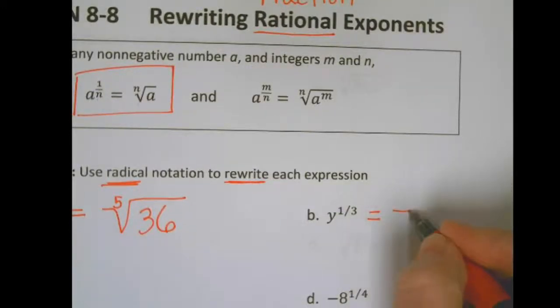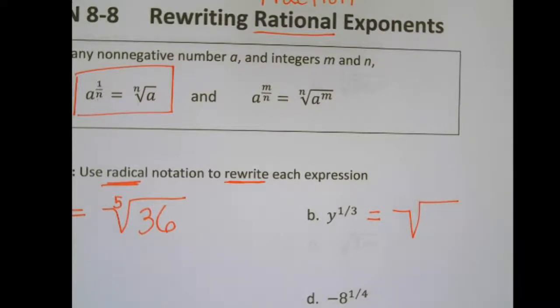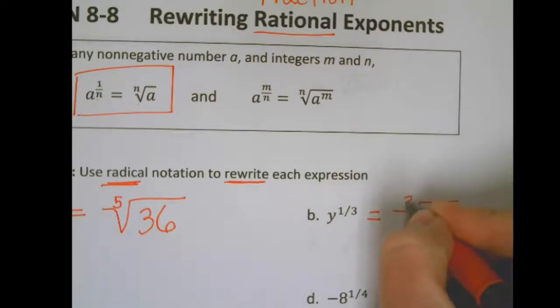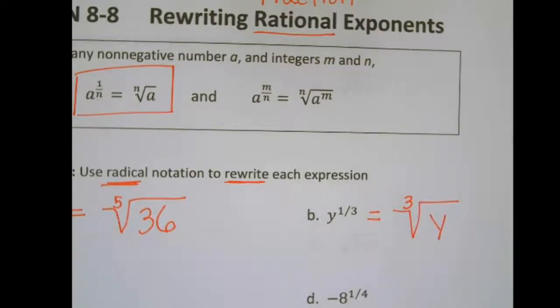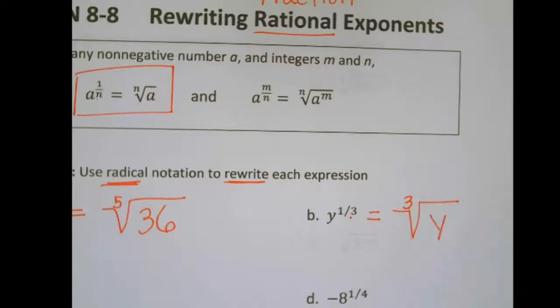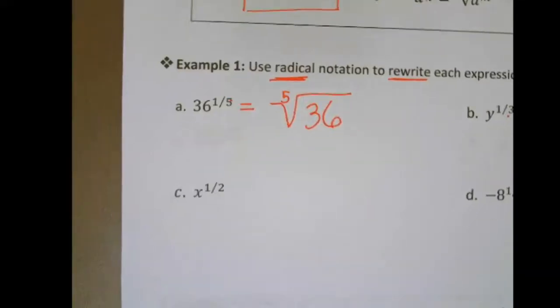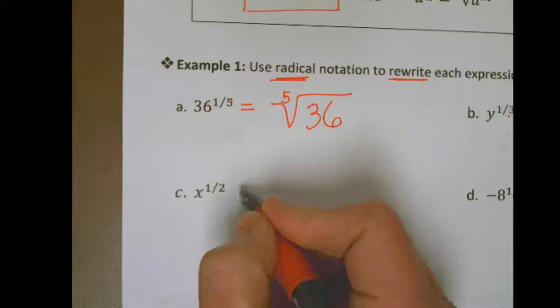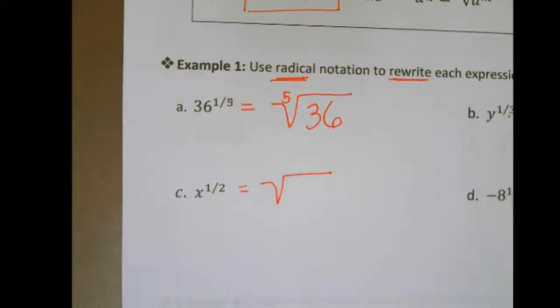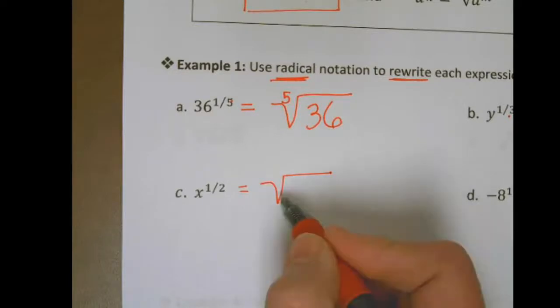Rewrite it in radical form. That's a radical. The y goes underneath. The 3 is the index of the radical. The denominator of the exponent becomes the index. So we're going to rewrite it in radical form.